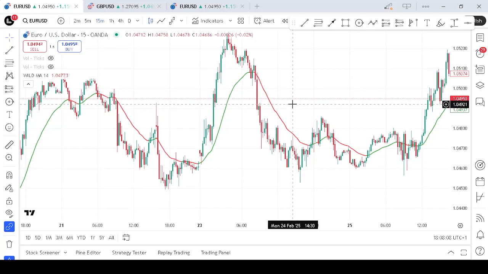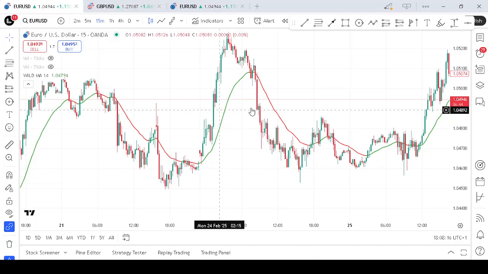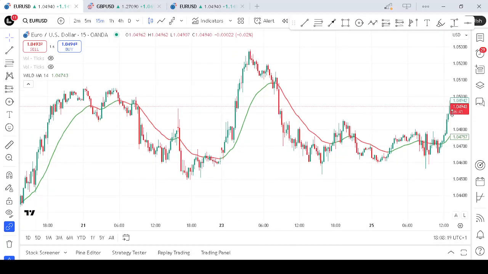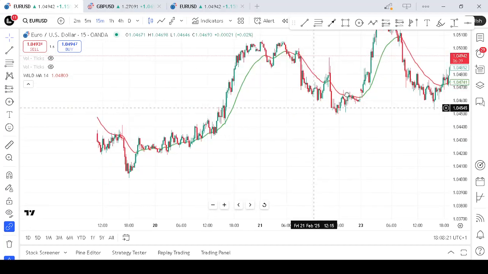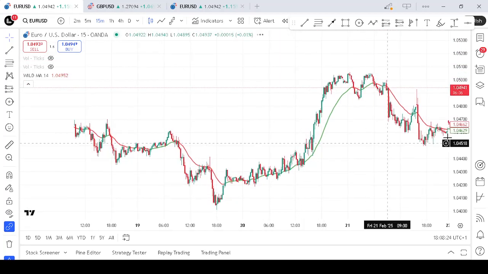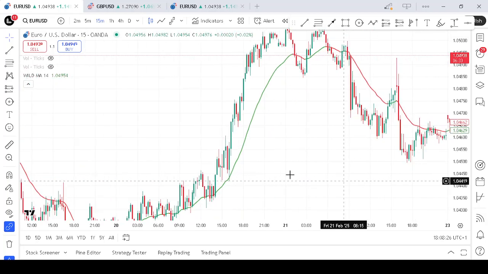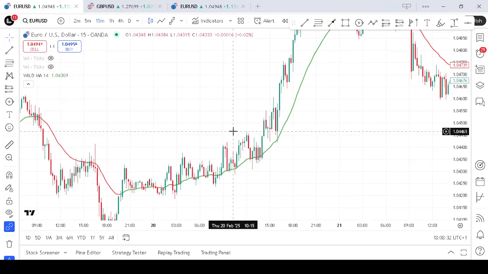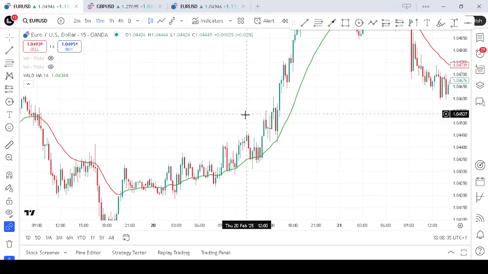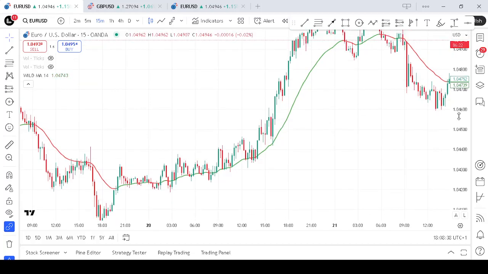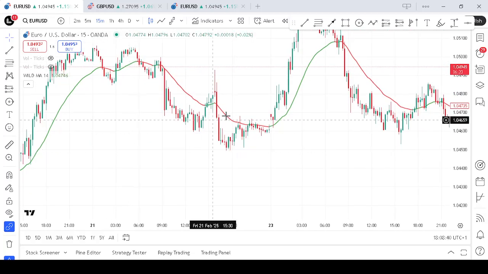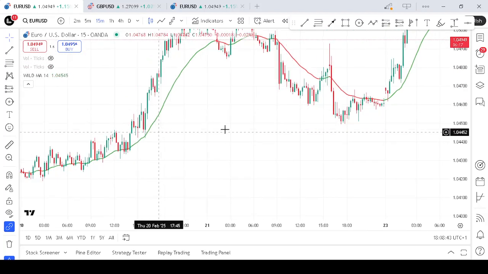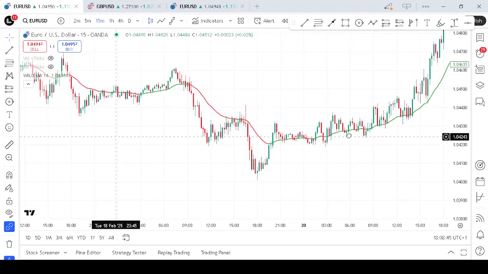Now we can also use this moving average for trend continuation. The Wilder Moving Average is also an excellent tool for confirming trends. When price consistently stays above the moving average, it means an uptrend, as we can see in this area. Conversely, if price remains below the moving average, you are likely in a downtrend. Using this as a guide can help you avoid trades against the prevailing market direction.